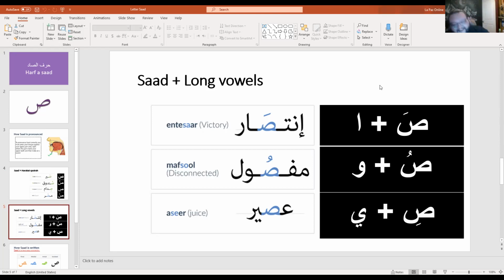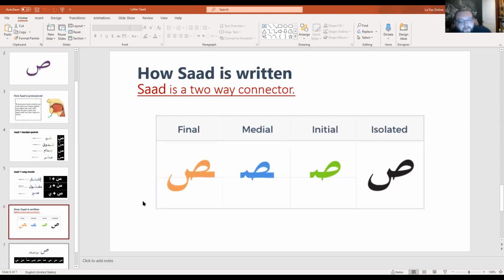Okay, so this is the صاد. So صاد is a consonant. So it can have a فتحة, كسرة, ضمة, or could be followed with a long vowel, either ألف, واو, أو ياء. ماشي? Okay, now the صاد is a two-way connector, just like the sin, just like the what other letters? Just like ba, ta, tha. So it has 4 shapes.